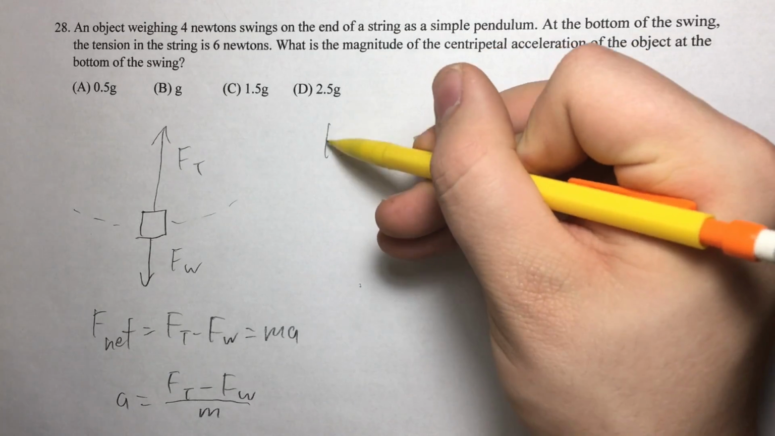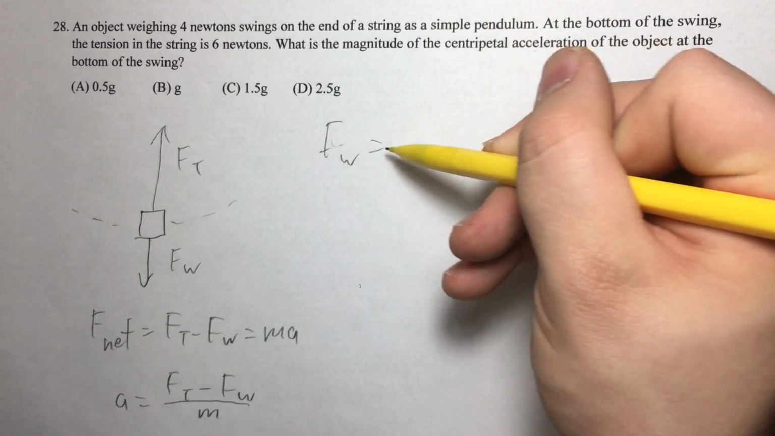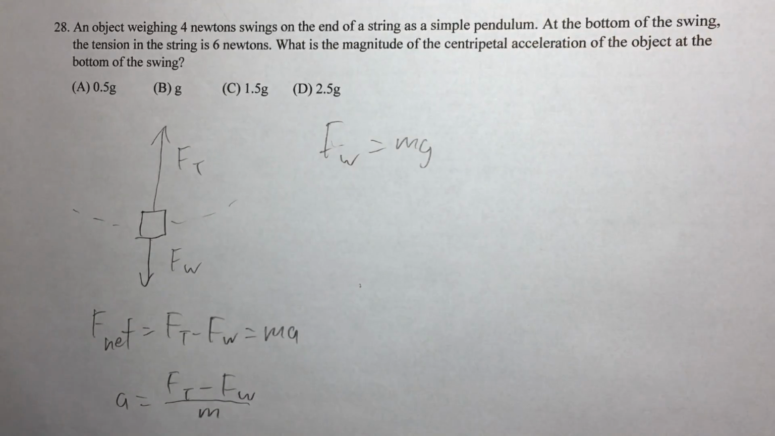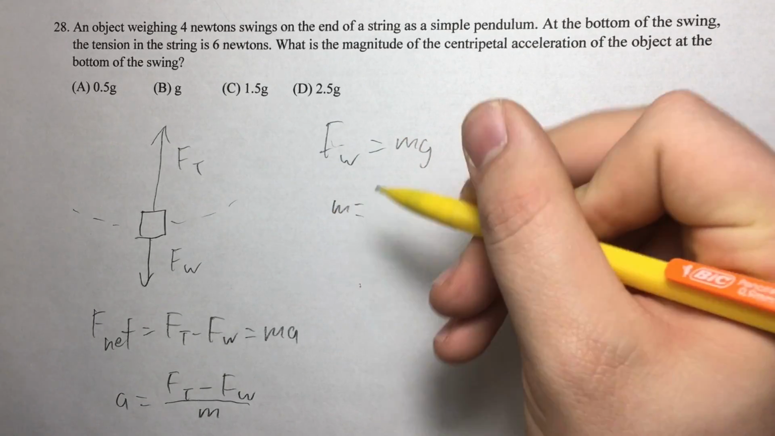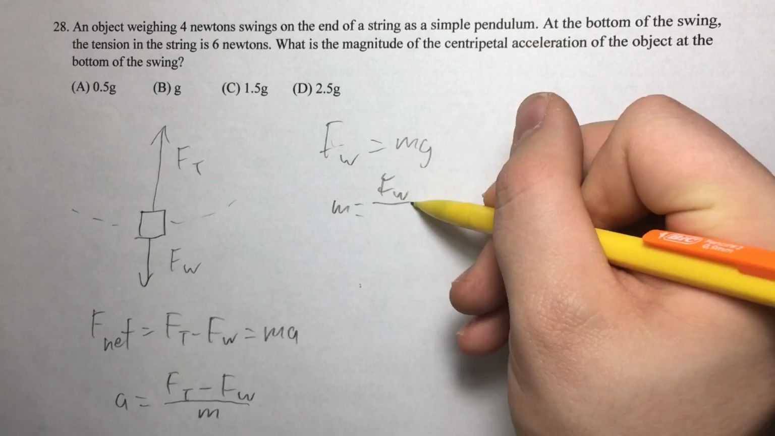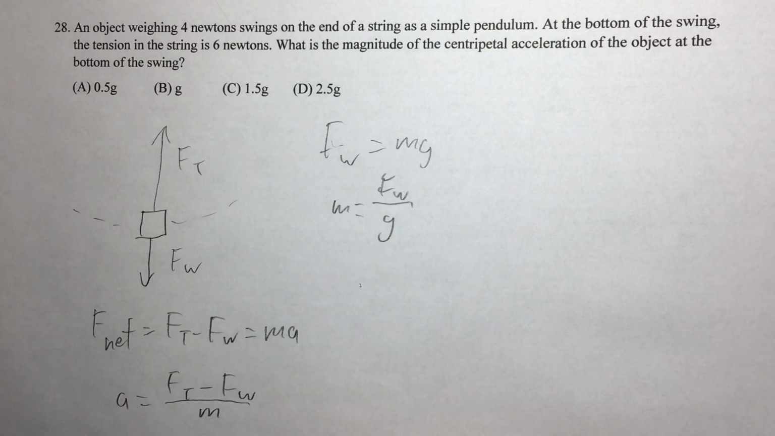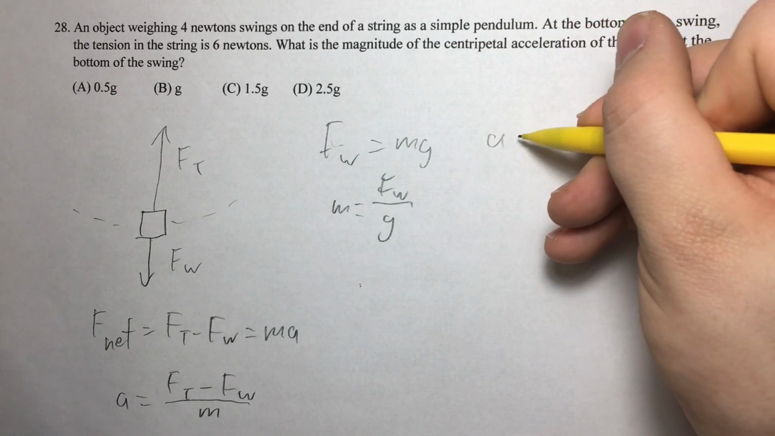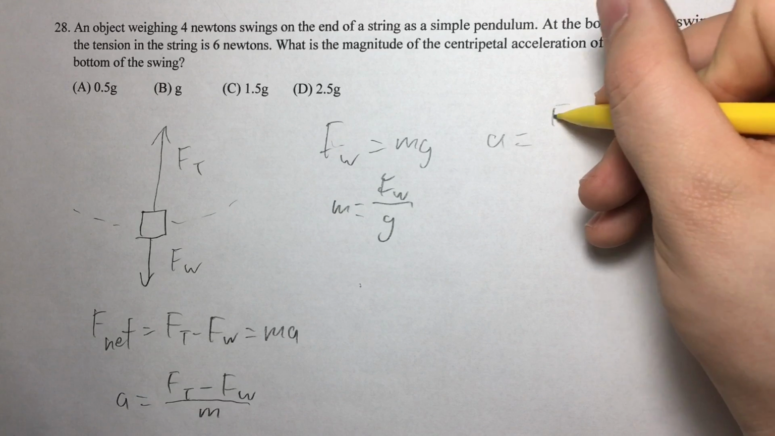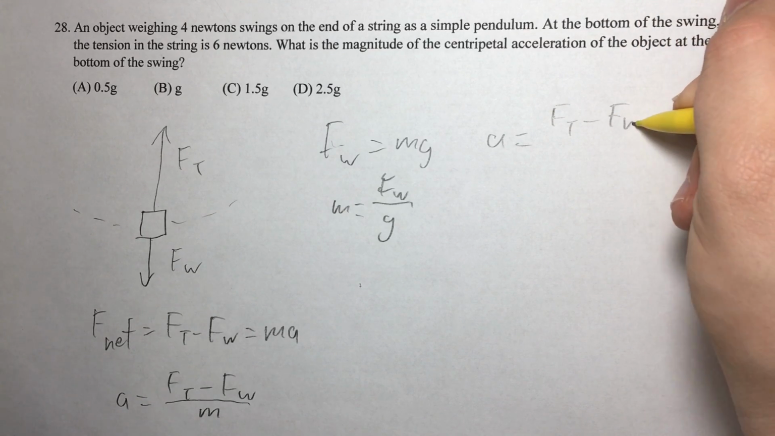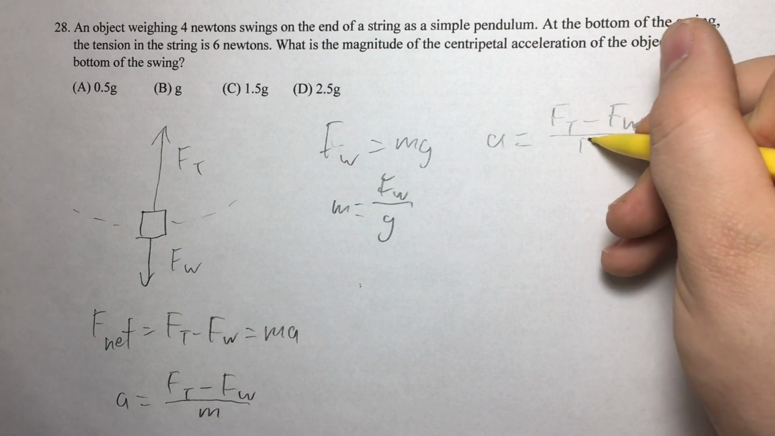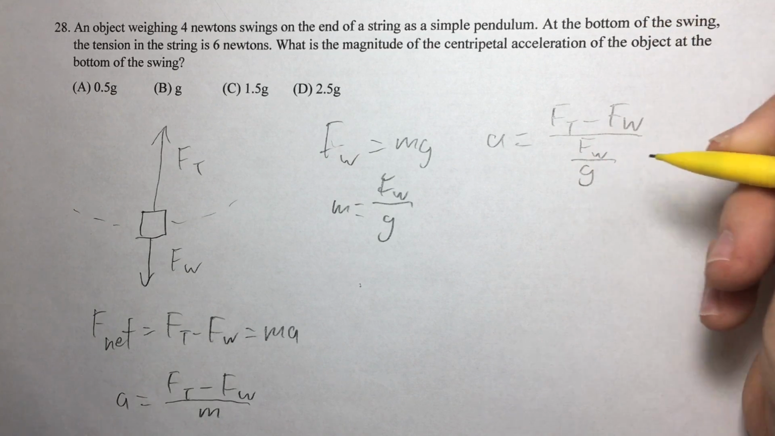So what we can do is we know that the weight force is equal to mass times g. We solve for mass and we have mass is equal to the weight force divided by g. If we plug it into our original equation, we have acceleration is equal to the tension force minus the weight force, divided by the weight force divided by g.